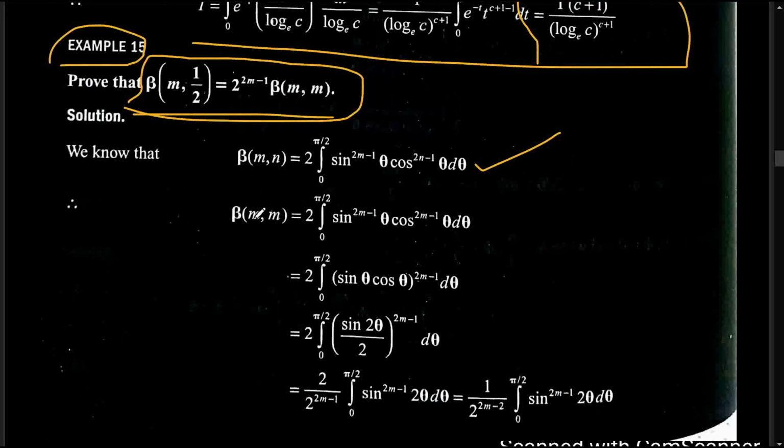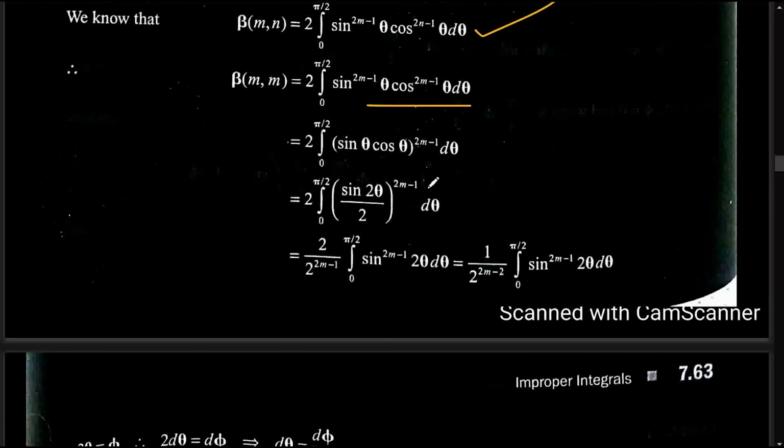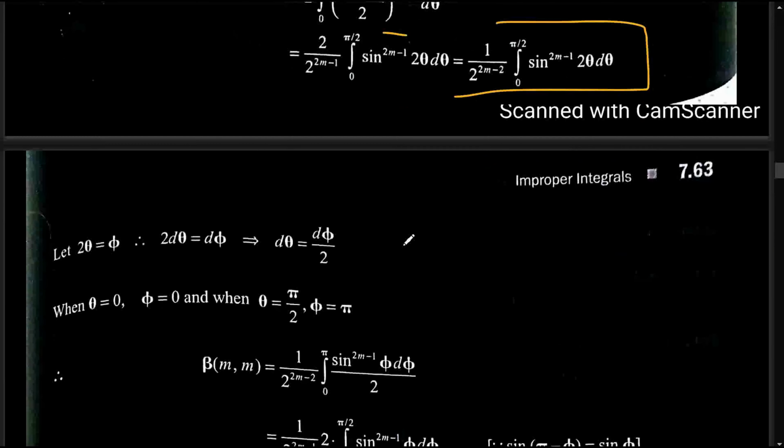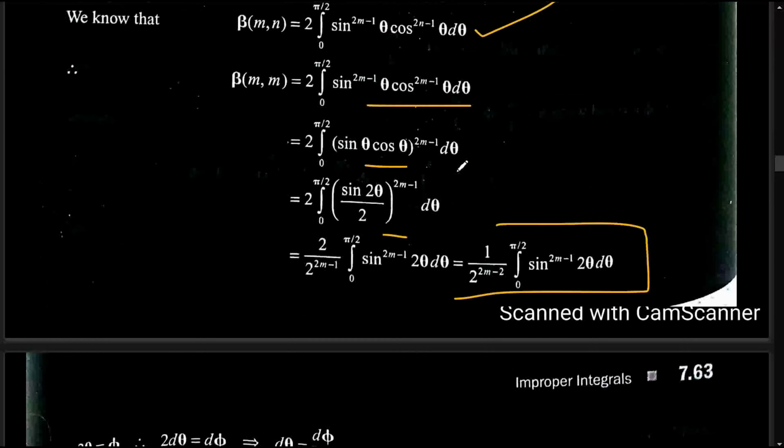And beta of m comma n. Why do we need to find beta of m comma n? Because this is in the question. So beta of m comma n, putting m in the place of n, we get this. So by simplification, we get this, and again by some small changes, we get this result at last. Now with this result, we have to proceed to the further problems.